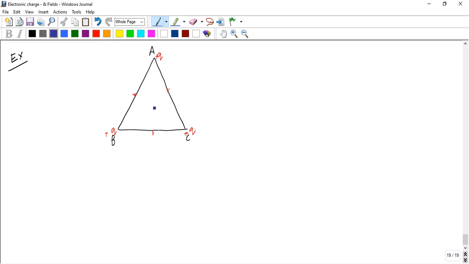Now calculate the mass center here. There is a force on the charge Q. What is the centroid point? That centroid point is capital Q. What is the force experienced by capital Q due to all three charges? Force on capital Q due to all three charges.